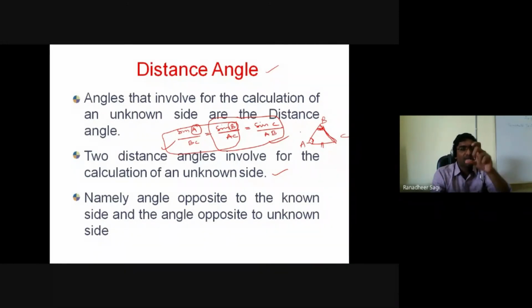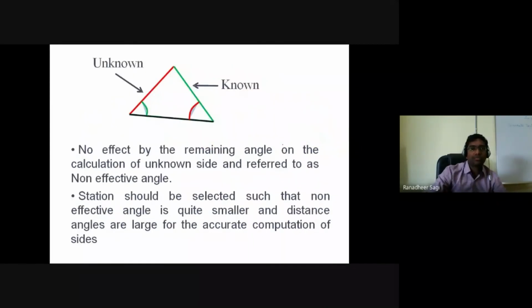So by making use of those two angles, which are called distance angles, you are trying to find out that so-called unknown measurement, unknown side. So this is all typically what I have talked about. No effect by the remaining angle on the calculation of the unknown side, and that is what is referred to as non-effective angle.